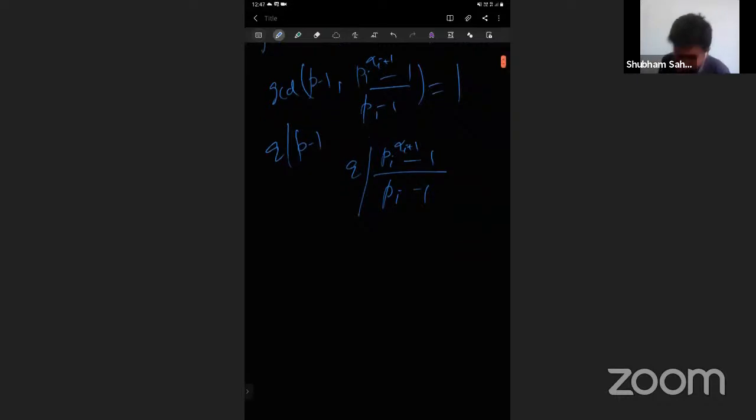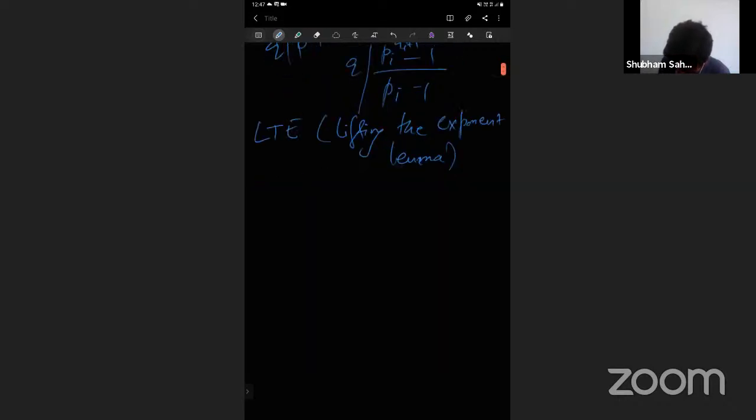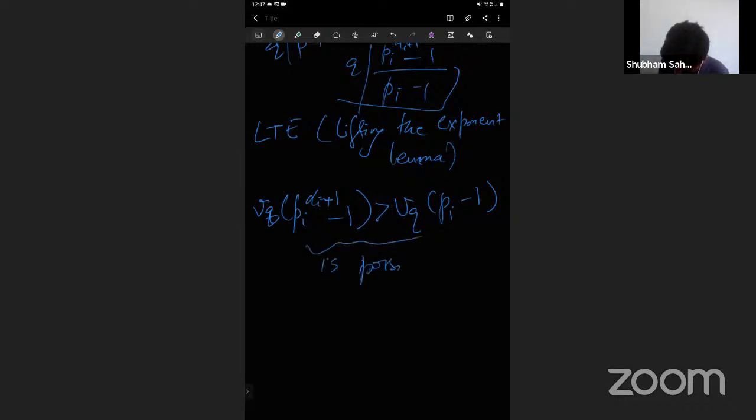Now you're directly done if you use LTE here. LTE is the lifting the exponent lemma. So what this says is, suppose q divides this, then you have that vq of pi to the power alpha I plus 1 minus 1 is greater than vq of pi minus 1. This is possible only if q divides alpha I plus 1, which further divides tau n, and this is less than p, which gives us the contradiction.